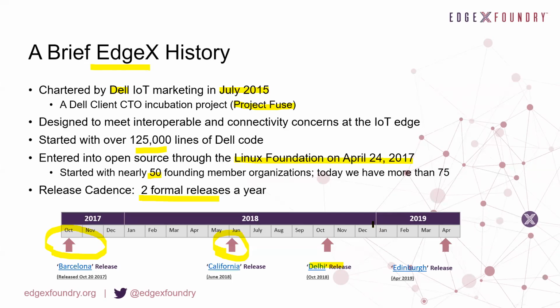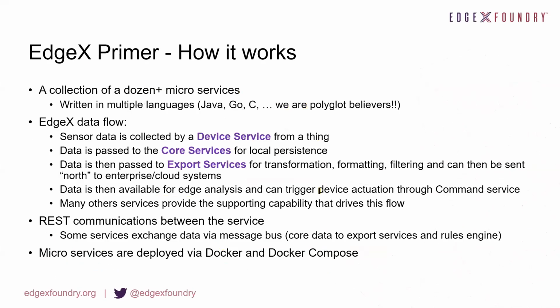So our releases are all kind of staggered by about 6 months, depending on what we have in a release. Try to do it 2 a year. And you will find out there in our wiki site a roadmap that indicates both what has been produced and what will be coming up in a future release. So that's our history and a little bit about why EdgeX exists.